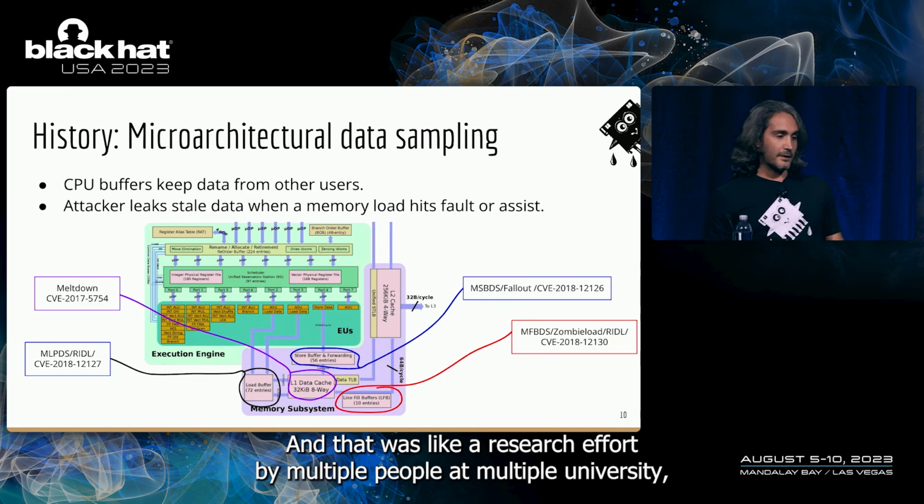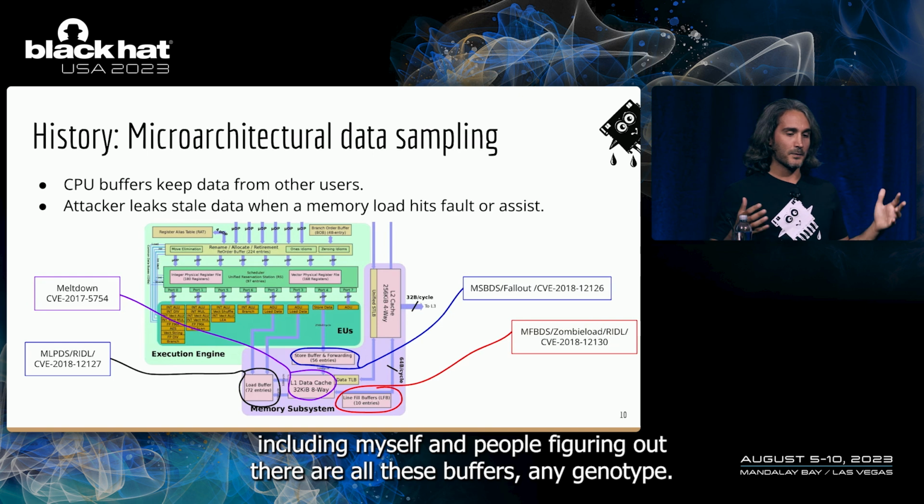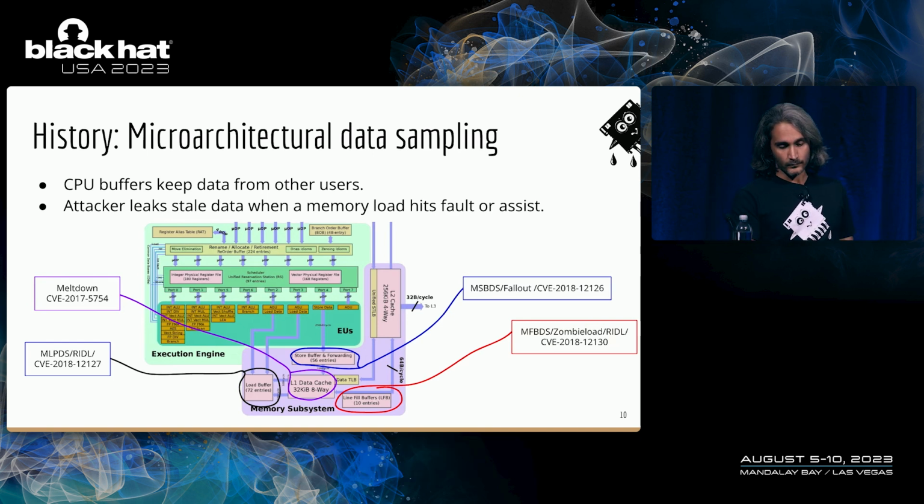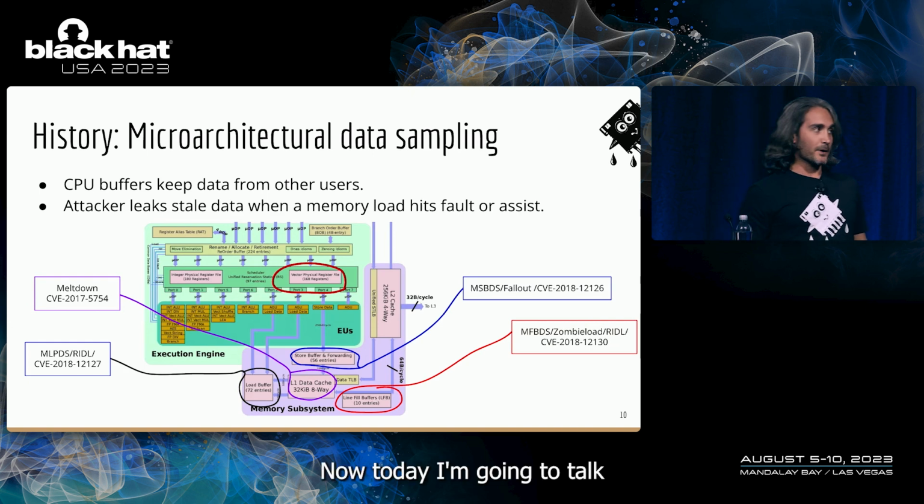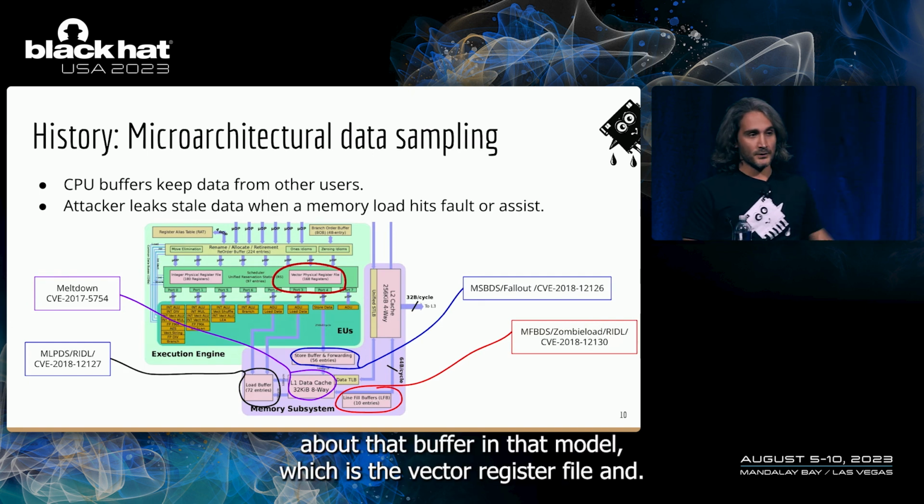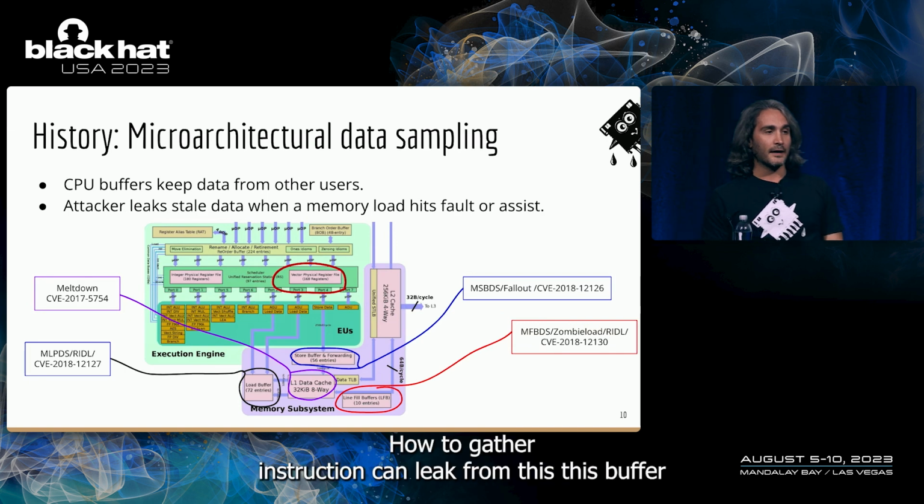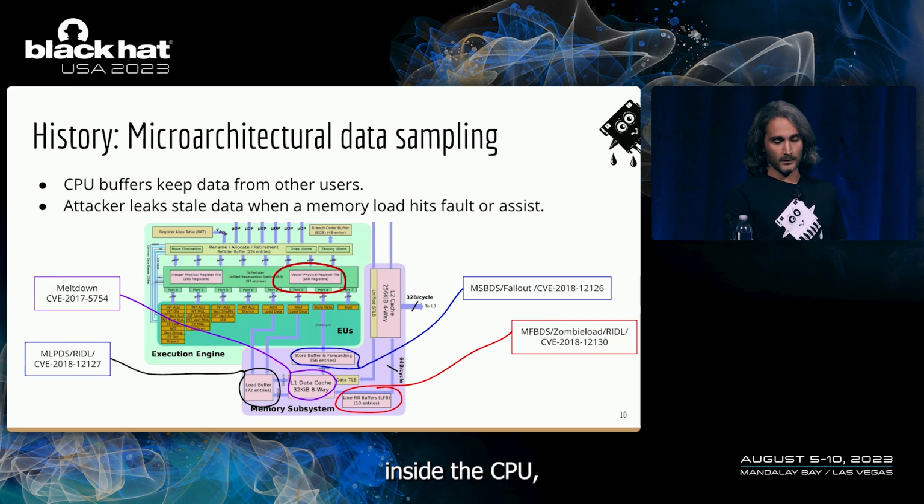And that was a research effort by multiple people, multiple universities, including myself. And people figured out there are all these buffers and you can attack them. Now, today, I'm going to talk about the buffer in the middle, which is the vector register file, and how the gather instruction can leak from this buffer inside the CPU.